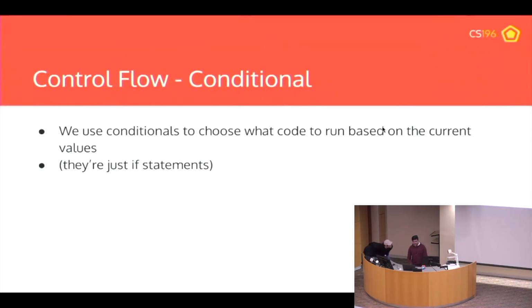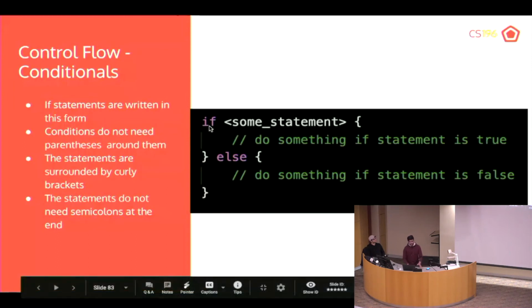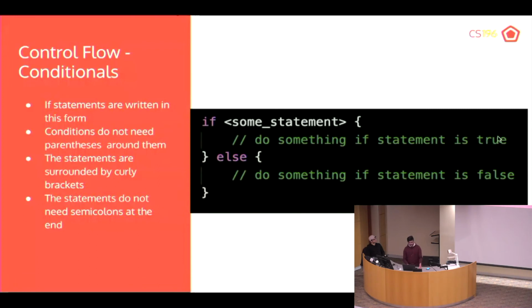Okay, now let's get into some more programming stuff. Control flow. Let's talk about conditionals first of all. We use conditionals to choose what code we want to run based on current values or whatever's happening in the code. And they're just if statements. Nothing super fancy here. If statements are written in this form: if some statement, run this code. Otherwise, we do something else.